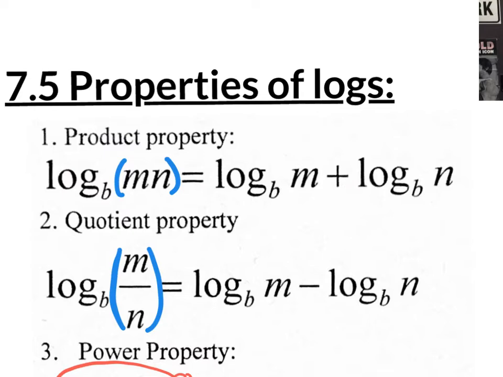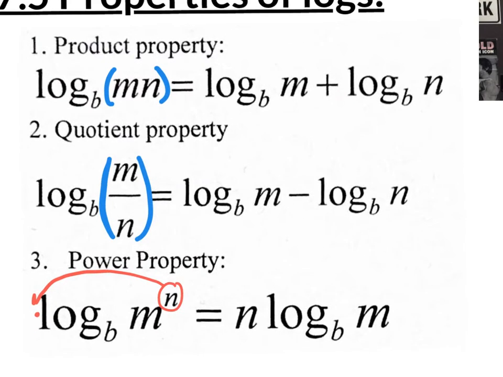Quotient property, quotient means divide. So if you have log of something divided by something else, you'll be able to expand it where you take that single log and split it into two logs, where you have log of the top one minus that same log of the bottom one. Again, yeah, I know this is weird, especially because it's a bunch of letters.